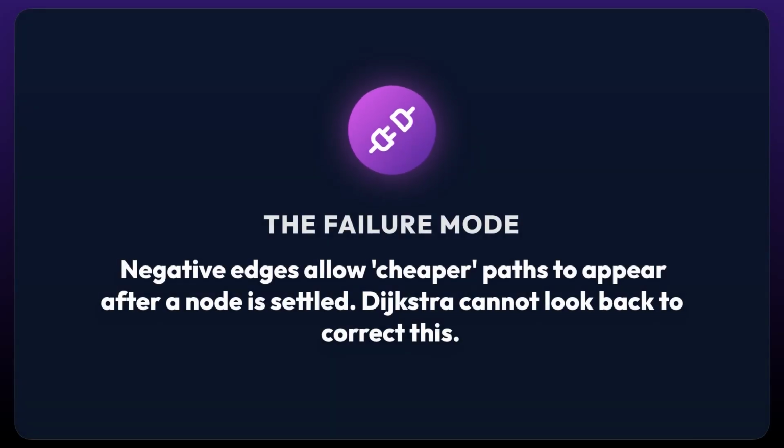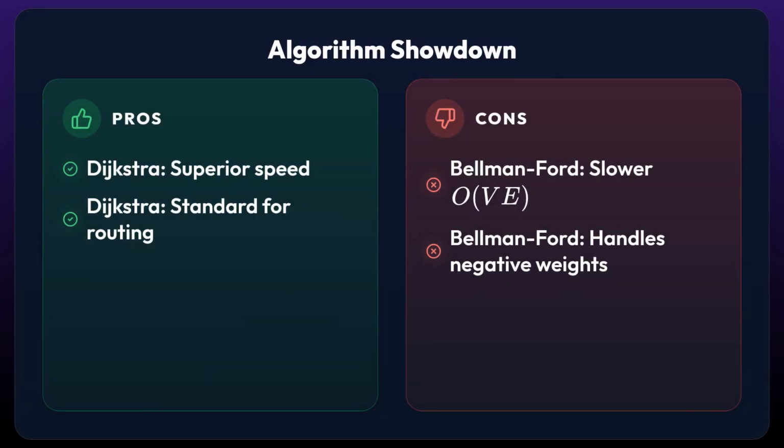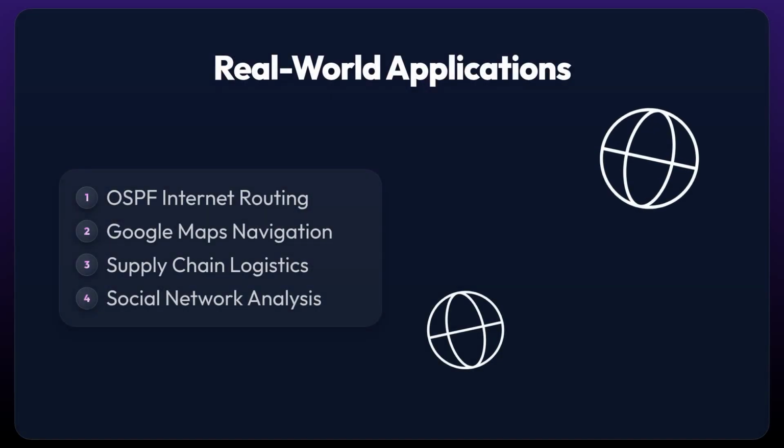However, the greedy strategy has a fatal flaw. If the graph contains negative edges, a path that looks expensive now might become cheap later. Since Dijkstra settles nodes permanently and never rechecks them, it will miss these opportunities and return incorrect results. When negative weights are present, we must abandon Dijkstra and switch to the Bellman-Ford algorithm. Bellman-Ford is significantly slower because it relaxes every single edge repeatedly, but it guarantees correctness even in the chaotic world of negative costs.